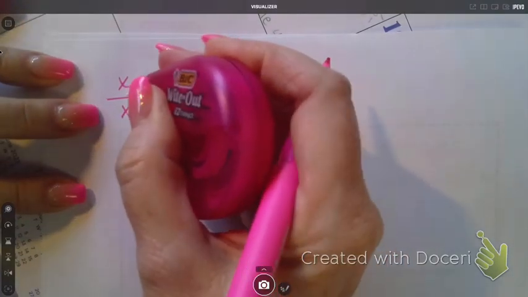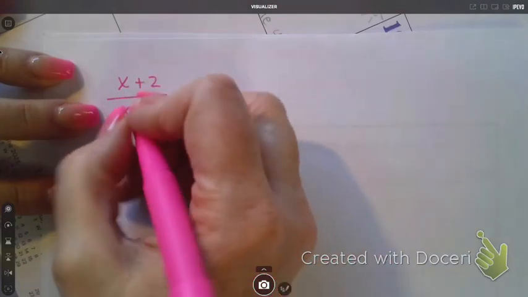Whoa, you aren't using your magic pen? I know. I got these and they were drying out, so I'm like, I probably should use them.